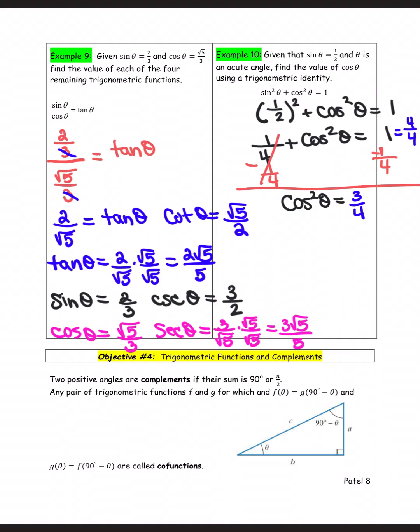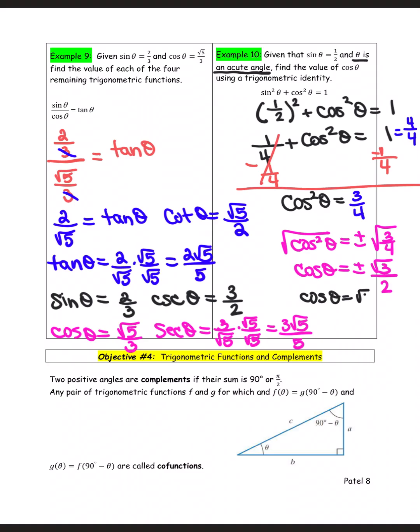And then we're going to take the square root of both sides. Remember, when we take the square root of both sides, it's plus or minus. So cosine of theta is equal to plus or minus square root of 3. Square root of 4 is 2. So this problem says that theta is an acute angle. And since it's an acute angle, cosine has to be positive square root of 3/2. The only reason it's positive is because it said the word acute angle.